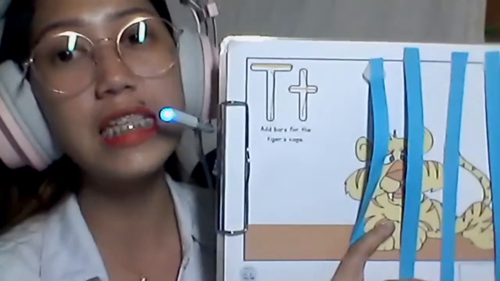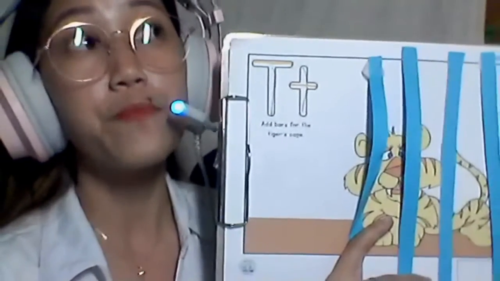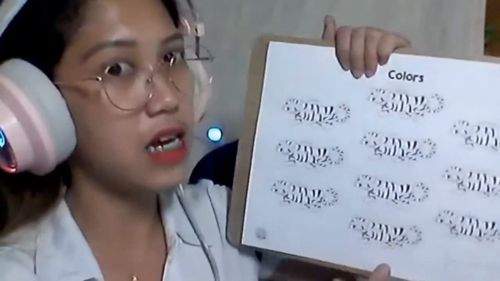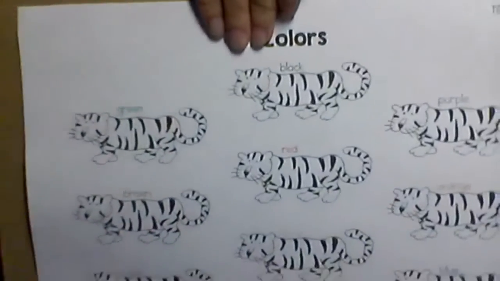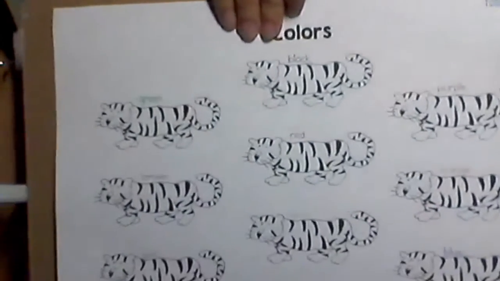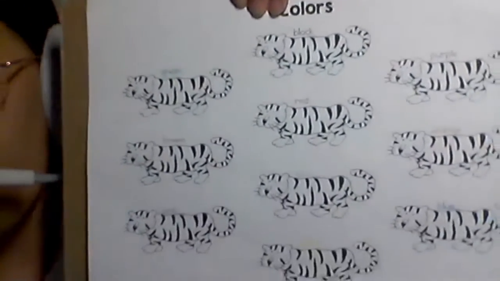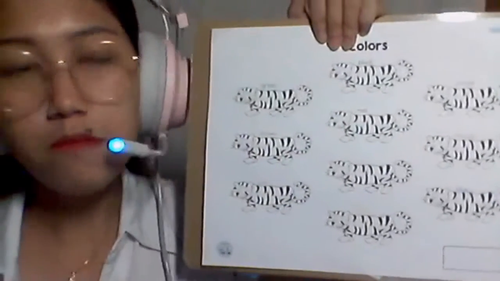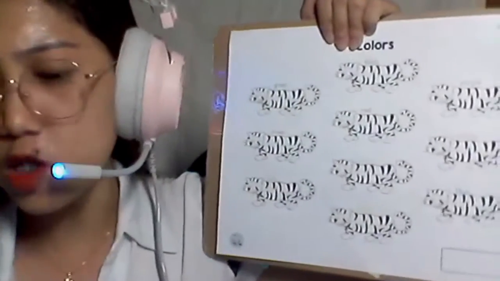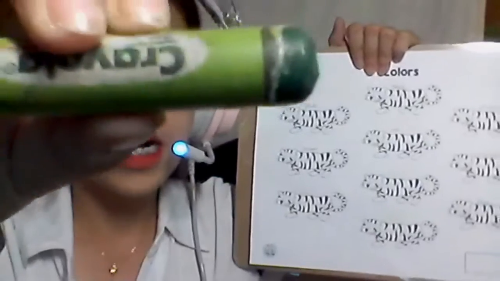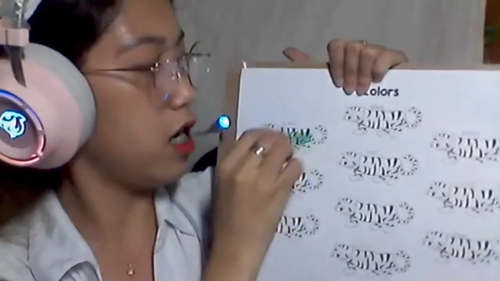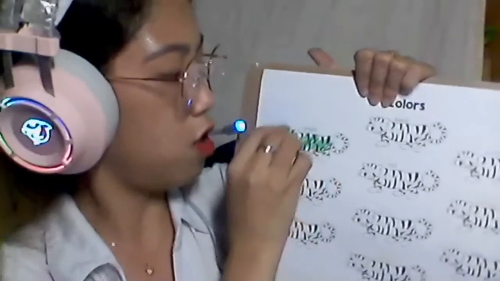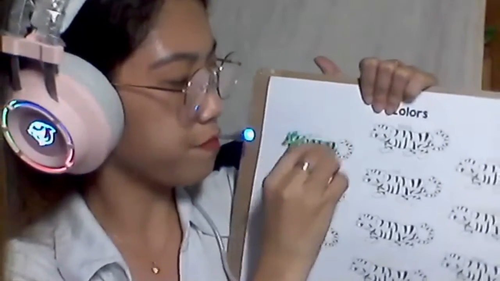The sound of T is T, T for tiger. And how about you look at here? There's a lot of tiger. And how about let's look at all the colors. The first one is the color green. Let's color the tiger using the color green.